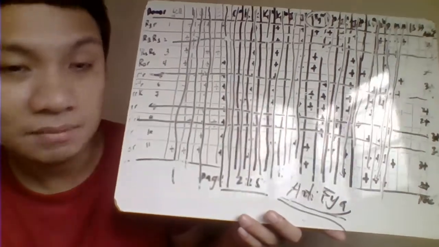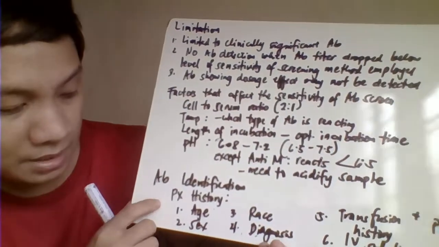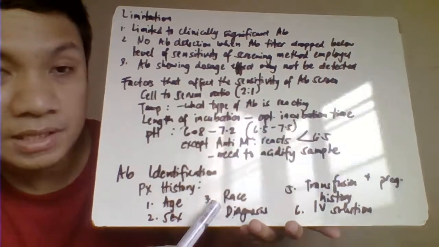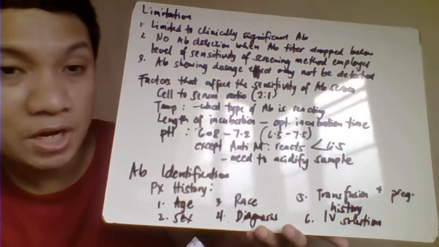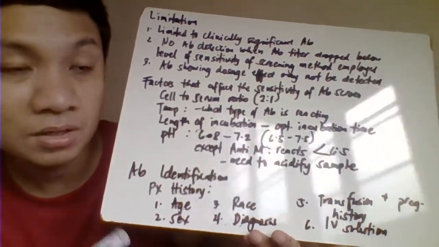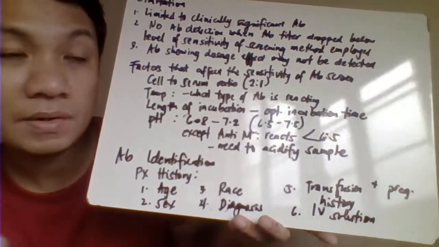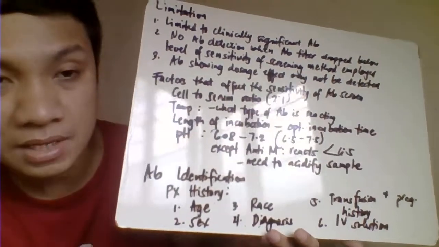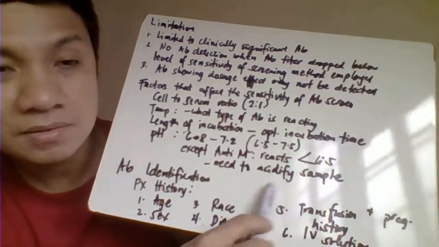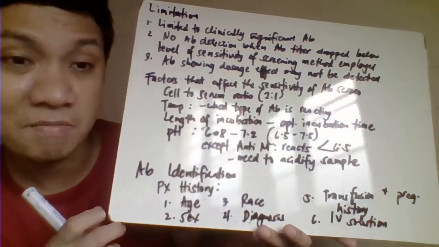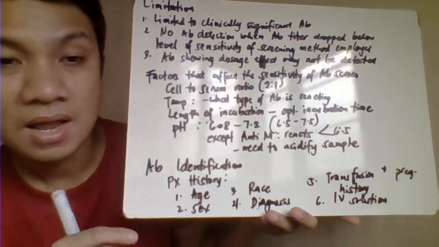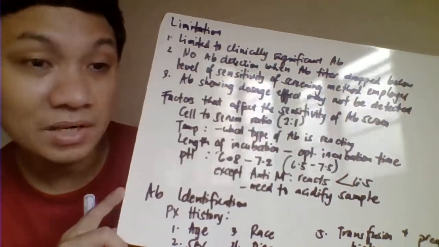So pag walang history, okay, try to check for that. That's why pag na-positive, you try to consider the following: age, sex, race, diagnosis. Kasi may mga certain blood group tayo na madami sa mga black population. It might also help you to support your result as tama or hindi. Then transfusion history, the most important, or even the pregnancy history. So pag wala siyang mga ganitong history, baka mali ang na-identify mo na antibody. Or even your IV solution that also might trigger some reaction na feeling mo positive, actually hindi.